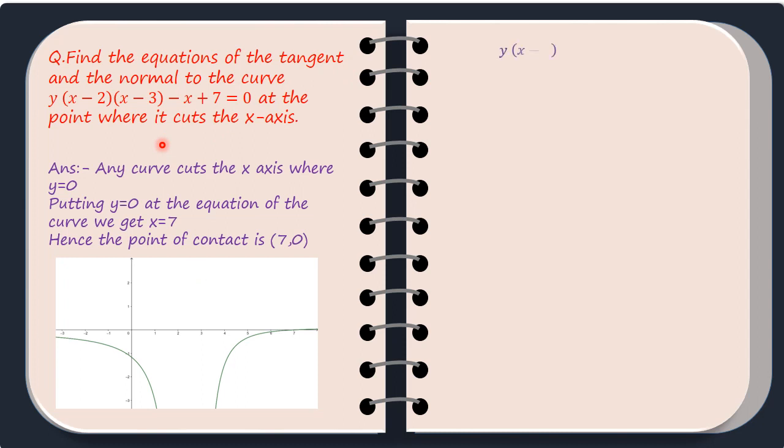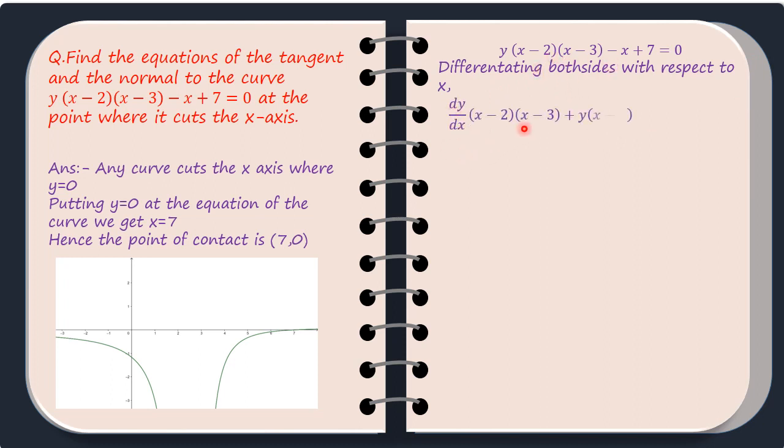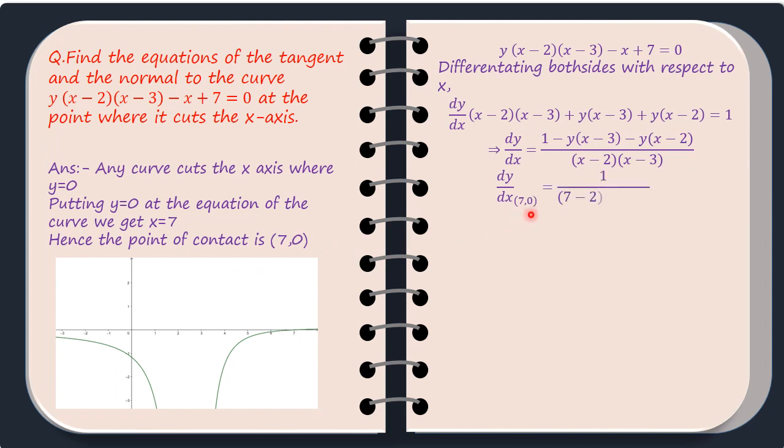For finding the equation of this tangent and normal, you need to first find the slope of the tangent and the slope of the normal. So for this you need to find dy/dx at the point 7, 0. So what is dy/dx? Differentiating both sides of this equation with respect to x, we will find dy/dx. So dy/dx is given by 1 minus y into x minus 3 minus y into x minus 2 upon x minus 2 into x minus 3. Now find dy/dx at this point 7, 0, that is the slope of the tangent.